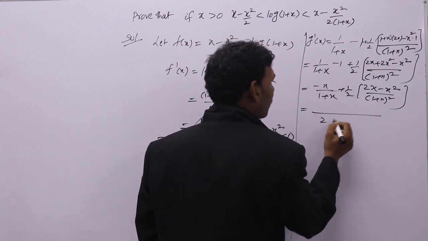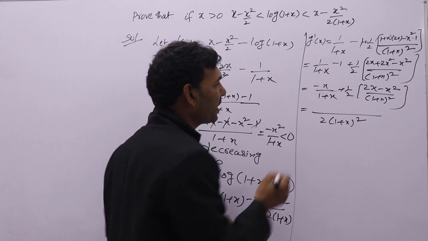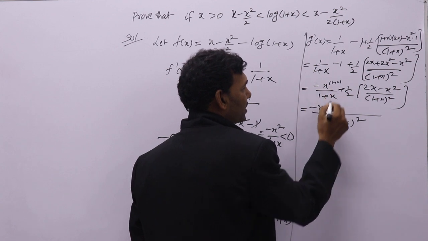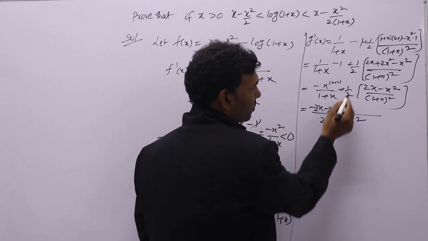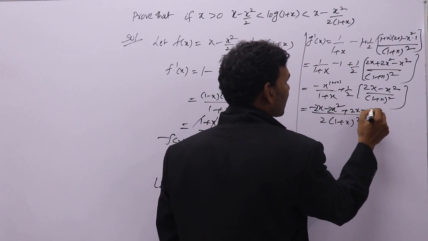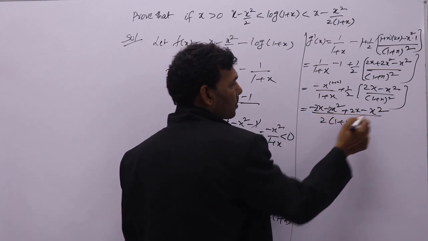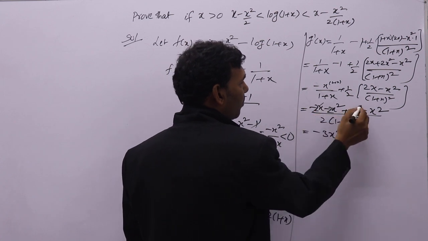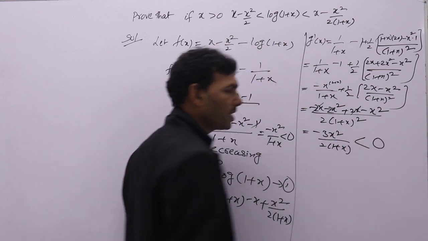Now take 2 into 1 plus x whole square as LCM. That means you need to multiply this one with 1 plus x, and here you need to multiply this one with 1 plus x. What you will get? Minus x square, and also with 2, minus 2x square with 2 also. Next, this one you can write as it is, plus 2x minus x square. So what you will get finally? Minus 2x square minus x square, minus 3x square plus 2x, over 2 into 1 plus x. Clearly this one is also less than 0.